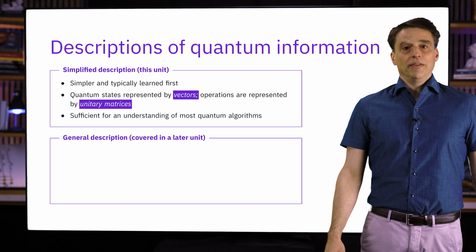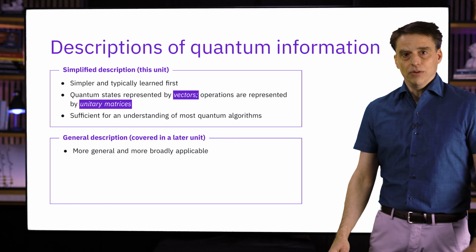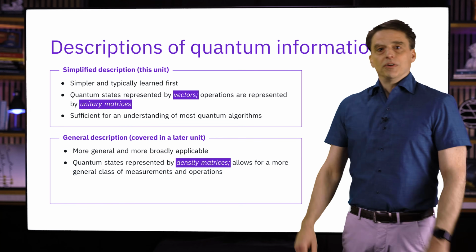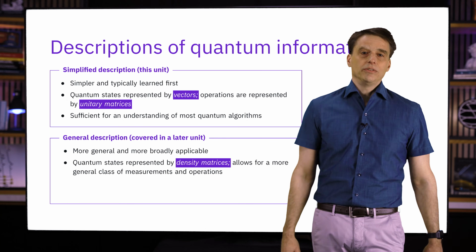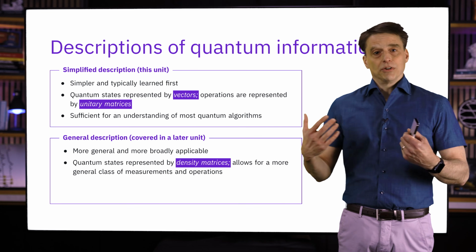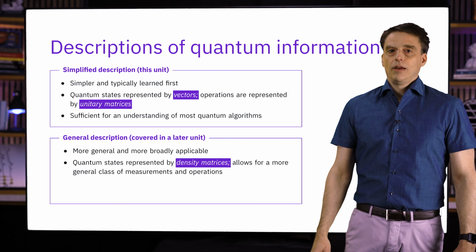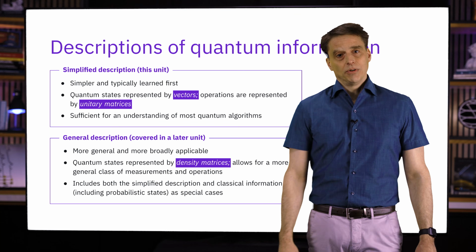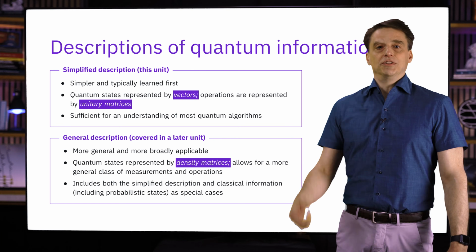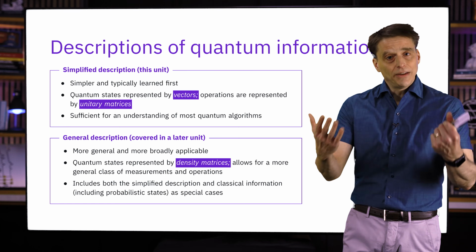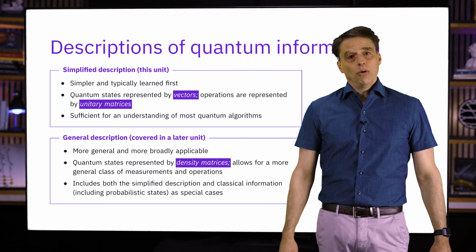The general description, on the other hand, is more general, and ultimately it's more powerful in a mathematical sense. In this description, quantum states are represented by a special class of matrices called density matrices. And a more general class of measurements and operations can be described, including noise, for instance. It's entirely consistent with the simplified description, and in fact, you can essentially view the simplified description as a special case of the general description. And it also includes classical information as a special case. It's also really quite beautiful in how it all works.